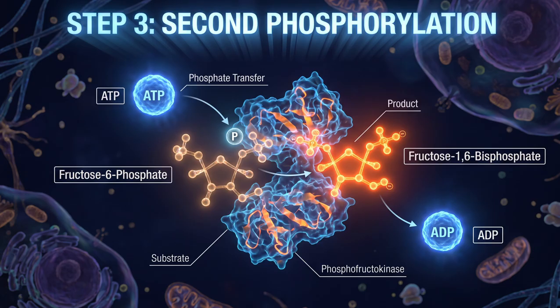Also, it's activated by fructose 2,6 bisphosphate. You'll have to write this one down, guys. I don't have it on a slide. So this phosphofructokinase is also activated by fructose 2,6 bisphosphate. Okay.